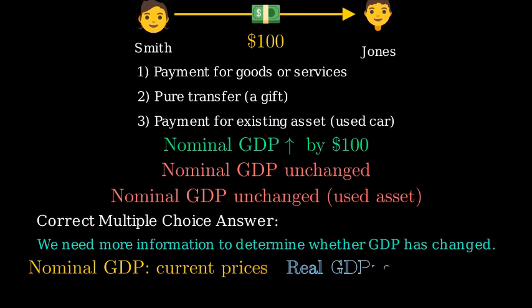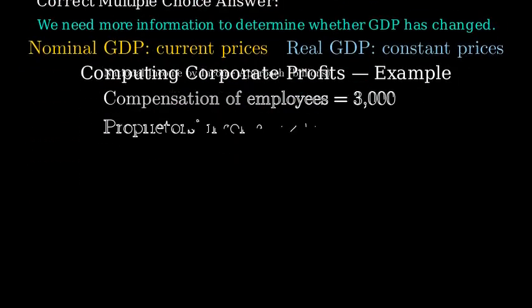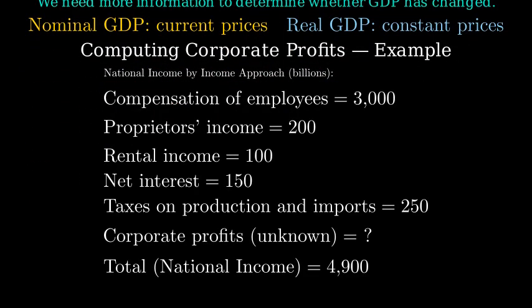Quick note: nominal GDP is measured at current prices, while real GDP is measured using constant prices to remove price changes. The payment's effect on real GDP mirrors the effect on nominal GDP in direction. If production changed, real and nominal GDP change, but if the payment was just a transfer or asset sale, neither changes. Part 2. Let's walk through a clean example for computing corporate profits from national income data.